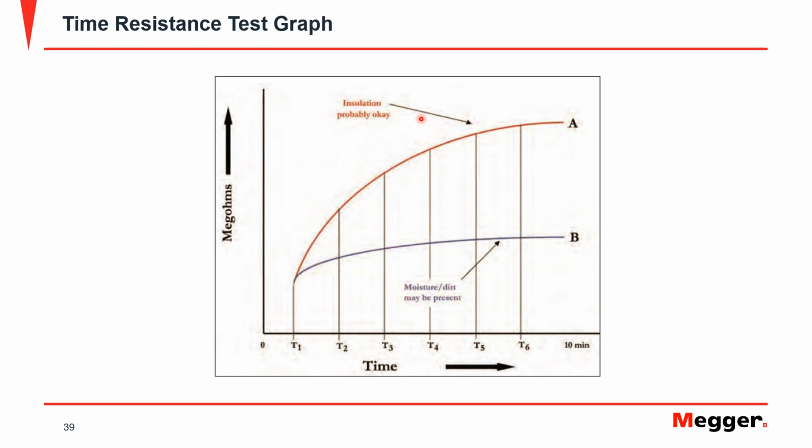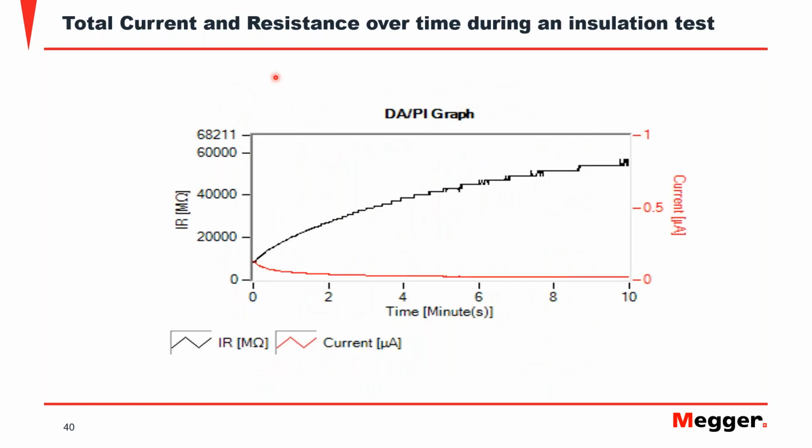The lower the value, the more damage I have in the insulation, as it is in this case, because you can see the value here at 10 is going to have a ratio much lower to the value at 1 when the curve is flatter. In curve number A, the difference is very big between the value at 10 and the value at 1, so the ratio is going to be higher for curve A.